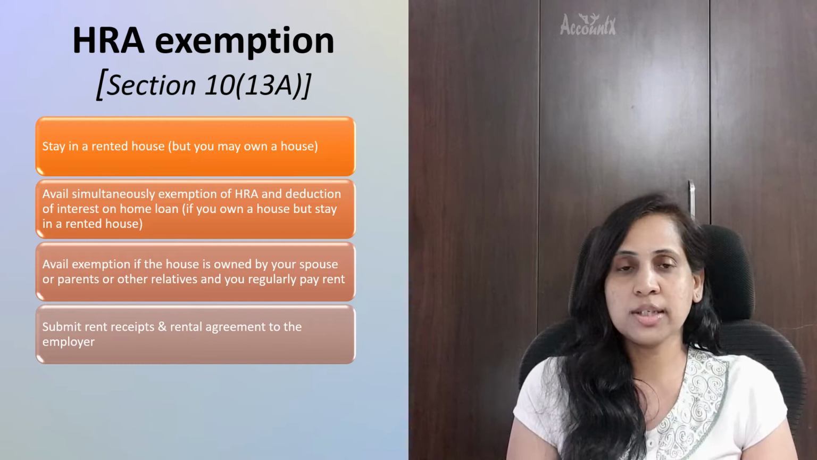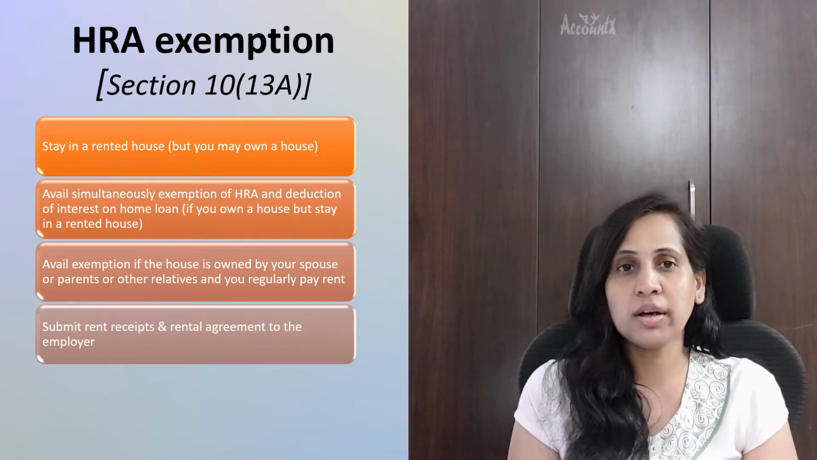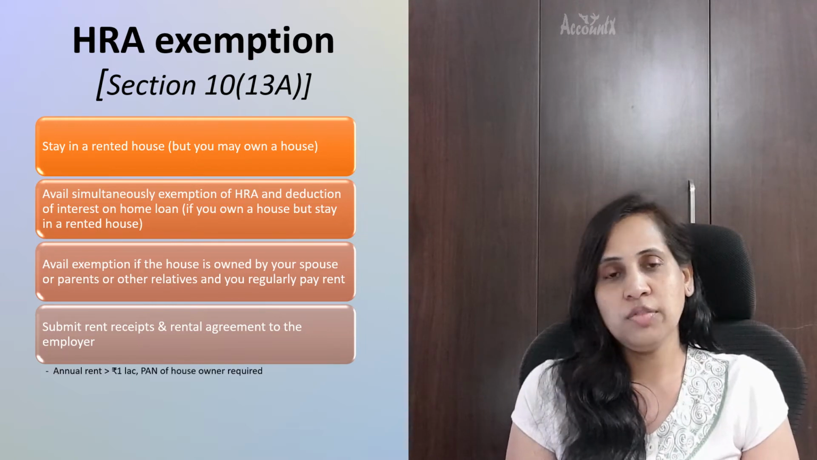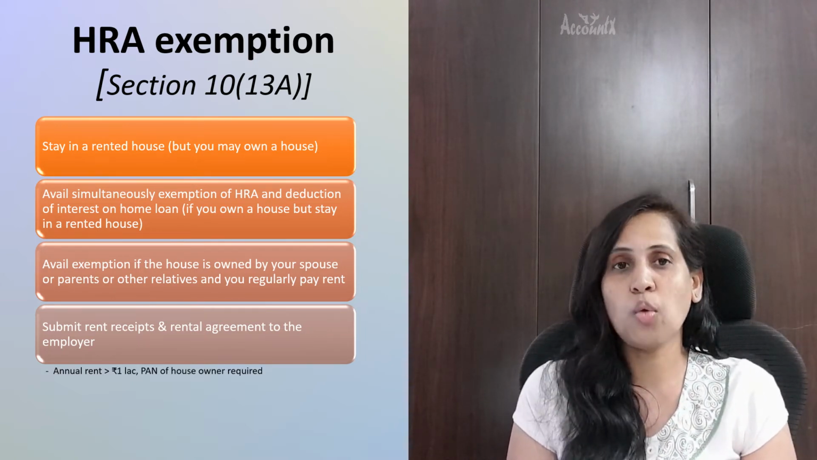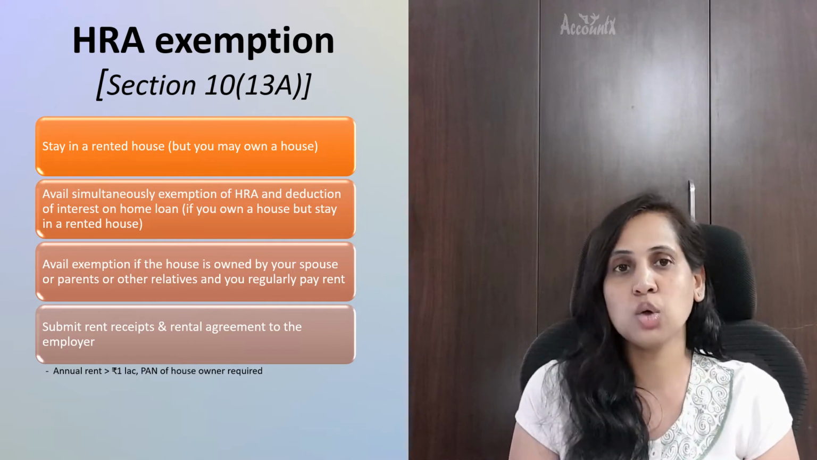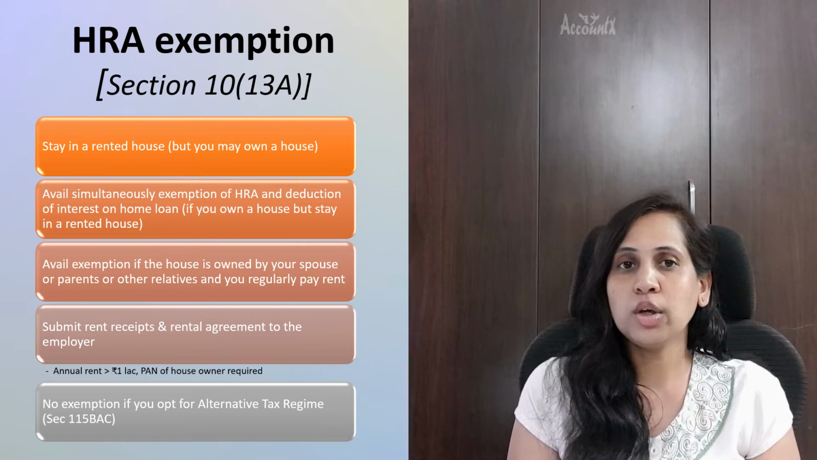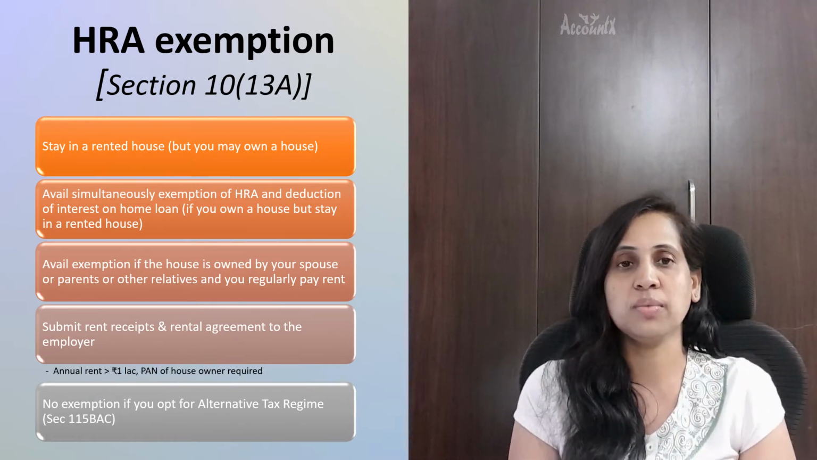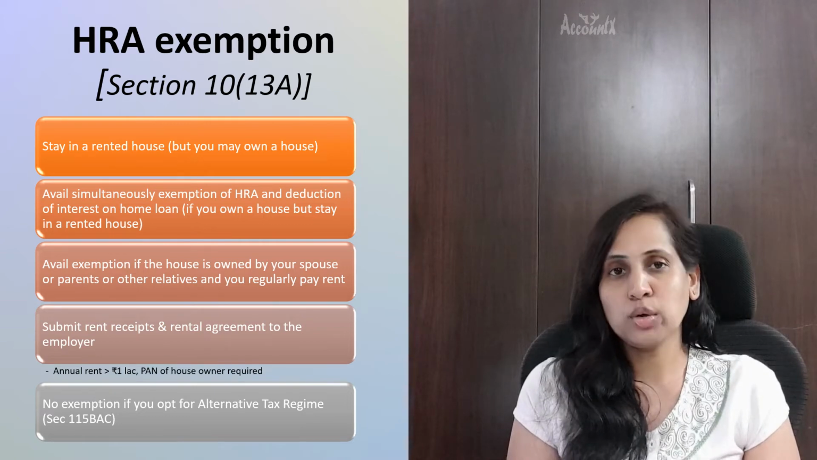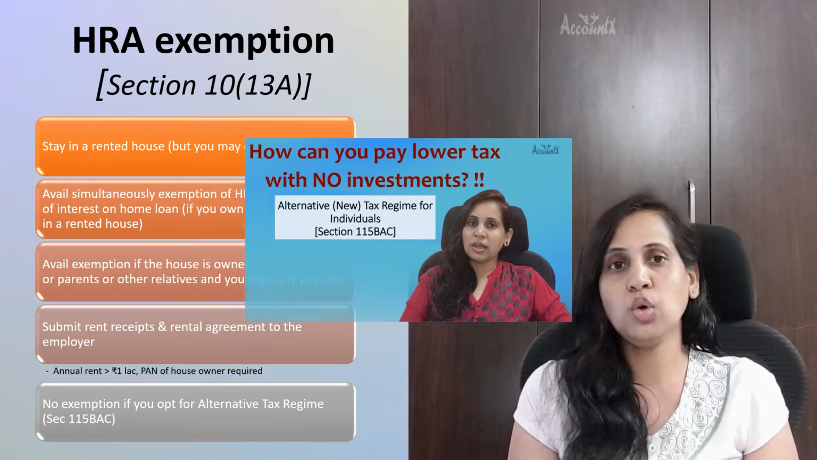In order to avail this exemption, you are required to submit rent receipts and rental agreement to your employer. If the annual rent is more than 1 lakh, then you are required to provide to your employer the PAN of the house owner. But if you have opted for alternative tax regime, then you will not be able to avail this HRA exemption. If you would like to know more about alternative tax regime, you may consider watching my earlier video, the link in the top right corner.